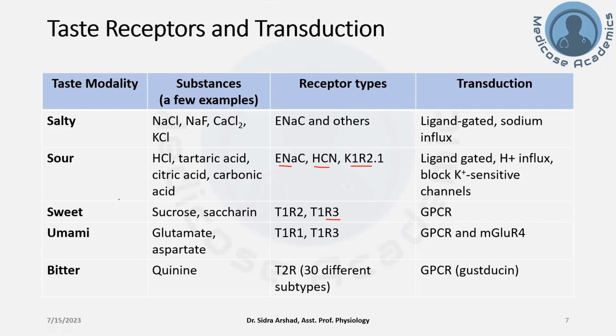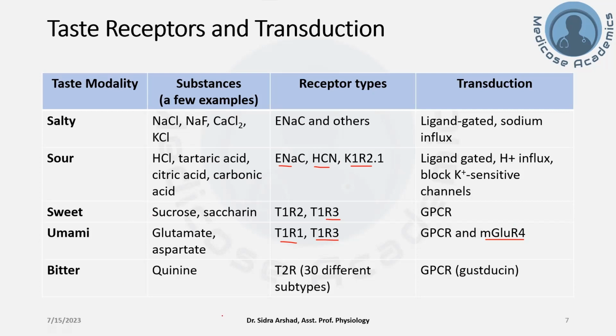For umami taste, the substances are glutamate and aspartate. These receptors are also G protein linked receptors, and they include taste 1 receptor 1 and taste 1 receptor 3. So these are the subtypes which are involved in the binding of the umami tasters. The transduction mechanisms include G protein coupled receptors, and also the metabotropic glutamate receptor subtype 4.